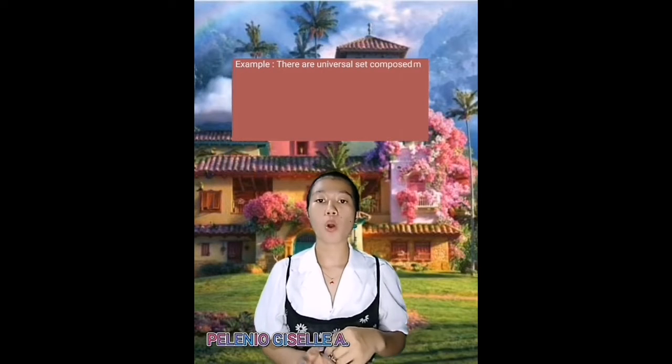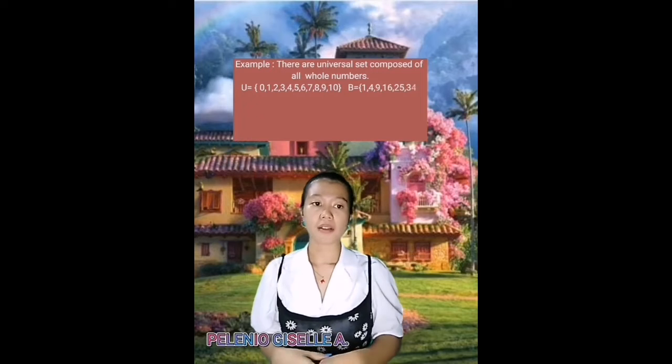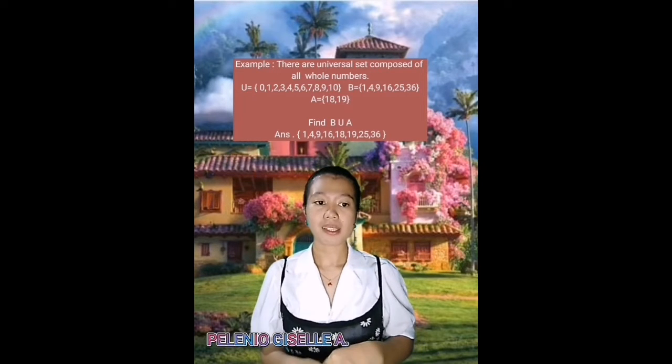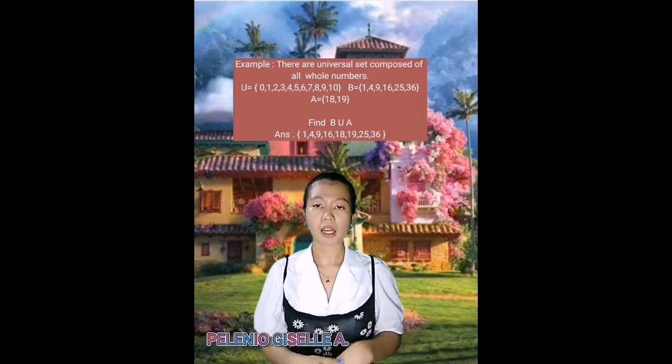Example: there is a universal set composed of all whole numbers: 0, 1, 2, 3, 4, 5, 6, 7, and 8. Next, we have set B, which contains the perfect squares: 1, 4, 9, 16, 25, and 36, and also we have set A: 19 and 18.